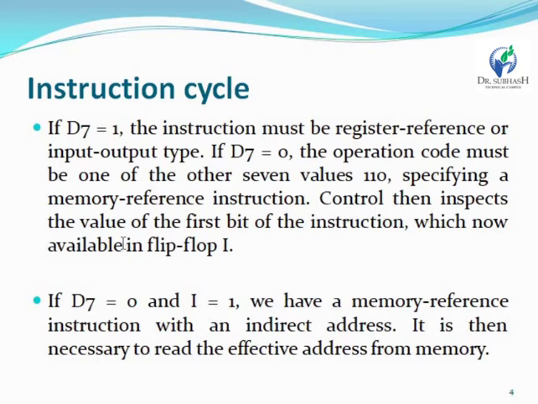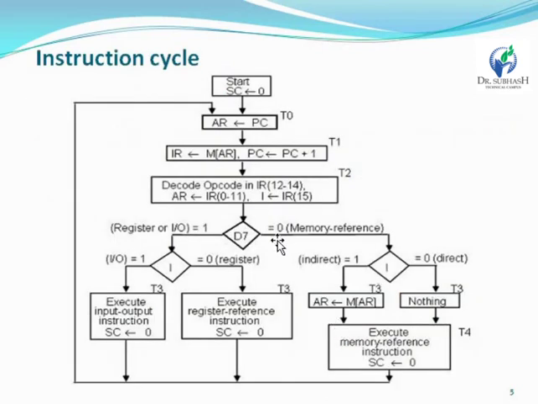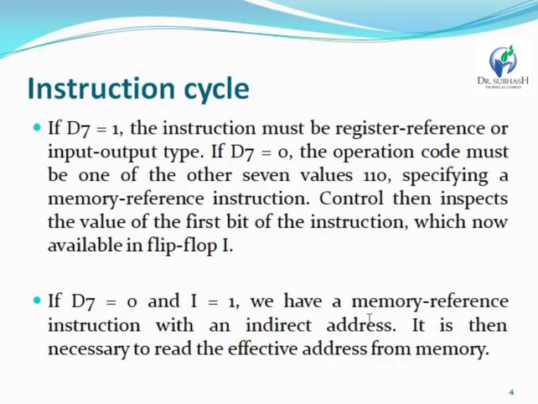The control inspects the value of the first bit of the instruction, which is now available in a flip-flop. So if D7 equal to 0 and I equal to 1, it goes to the memory reference and the instruction will be indirect address. We can show that if D7 equal to 0 and I equal to 1, this is the indirect address, and I equal to 0 is direct address. So this is the short explanation.